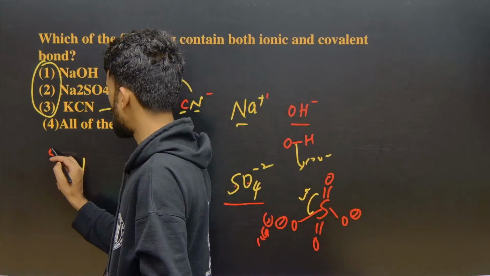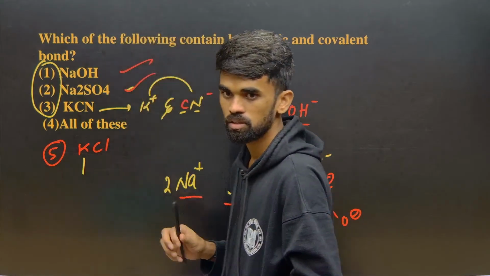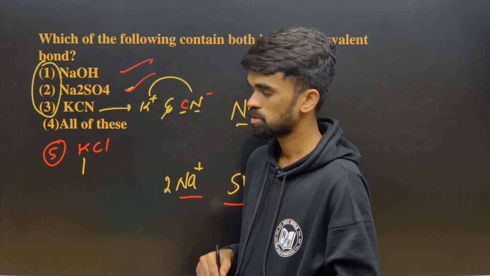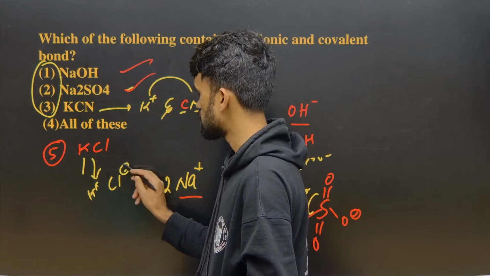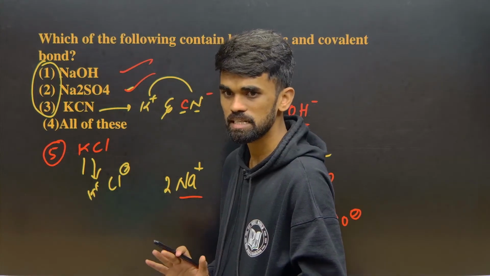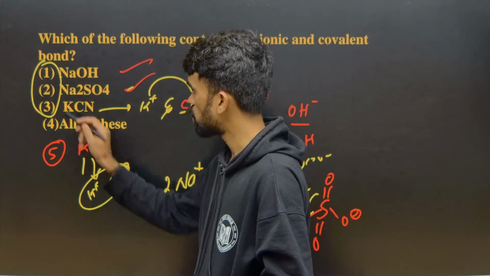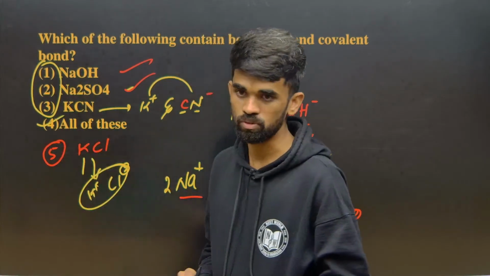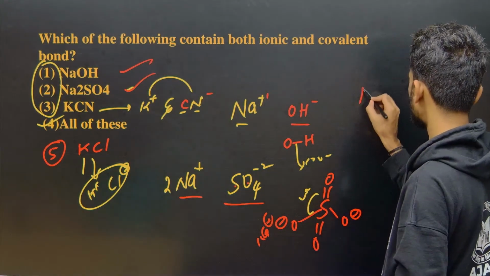And next I am adding one more option. I am writing KCl. It has only K plus and Cl minus, so we can say it is just ionic, not covalent. So your answer should be the first 3, it means the fourth. Okay, clear now? Yes, now I am writing another one.